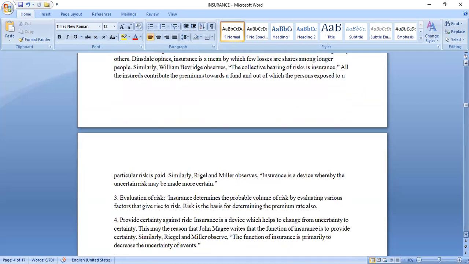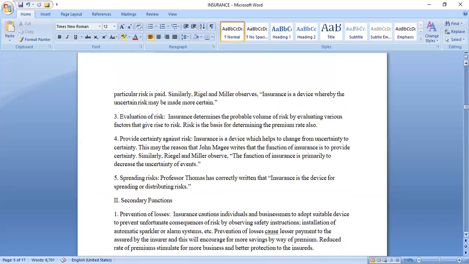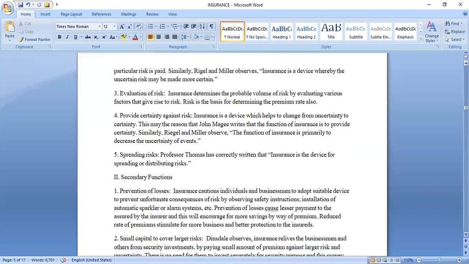All right. Then another primary function of insurance is evaluation of risk. We've already seen this in the characteristics of insurance, and that's why it is very important to note that these primary functions of insurance are actually the characteristics of insurance, if you've been able to notice that. So evaluation of risk is another primary function, where we've seen that these risks have to be evaluated by these underwriters, right? Before even a contract is made.